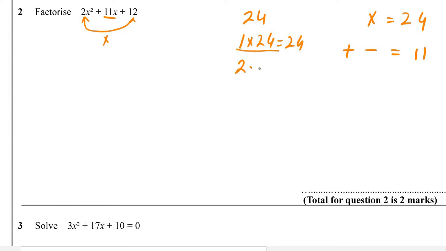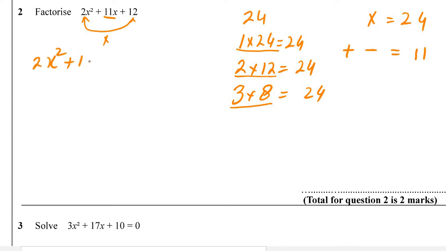I know 2 times 12 is 24, but when you add or take away you're not getting 11, so let's move on. I know 3 times 8 is 24, and when you add 8 and 3 you get 11, so this is our pair. Now how are you going to write it down again? I'm going to write down the question again: 2x squared plus 11x plus 12.